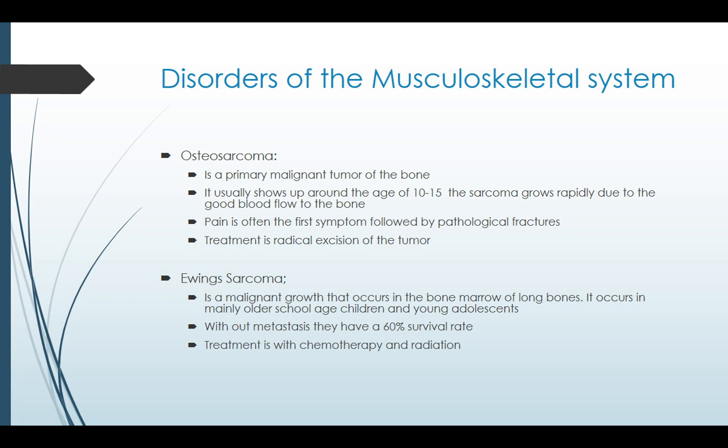Osteosarcoma is a primary malignant tumor of the bone. It usually shows up around the age of 10 or 15. The sarcoma grows rapidly due to the good blood supply. Removal of the tumor usually involves amputation of the bone and extremity. Long-term prognosis is good with early detection.